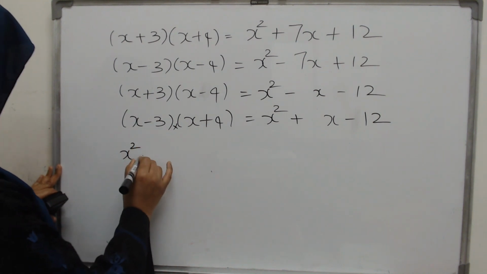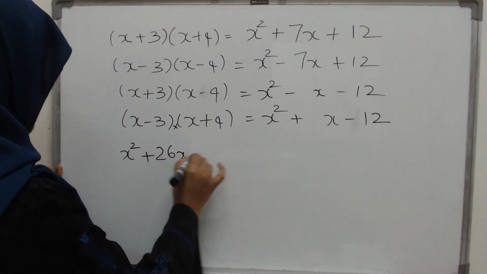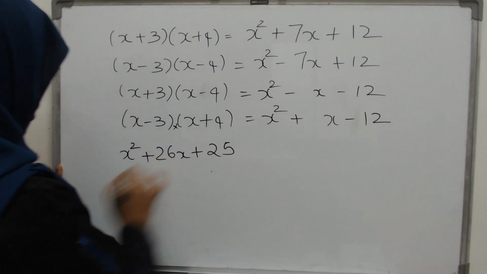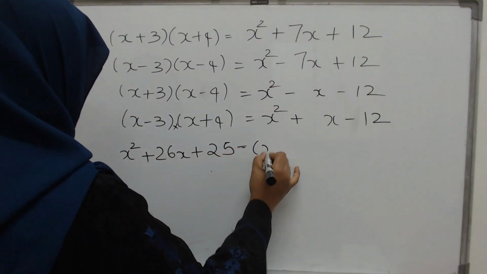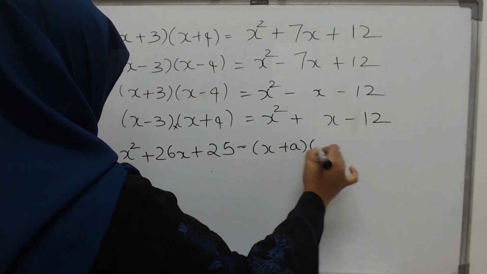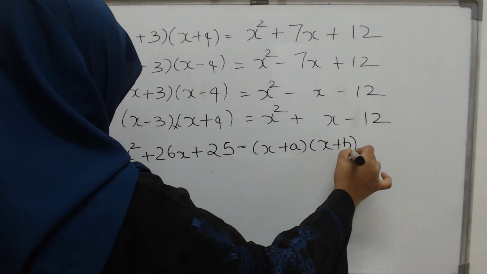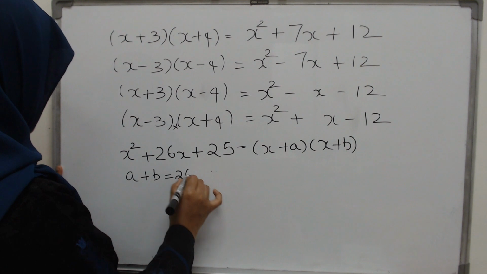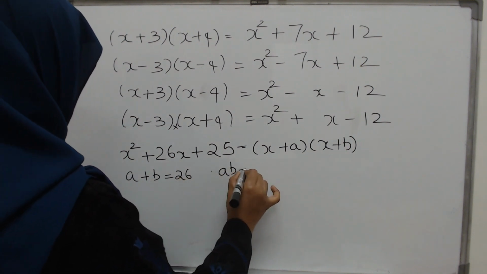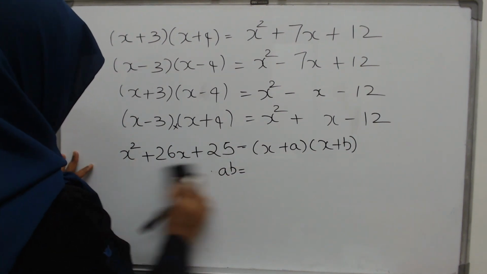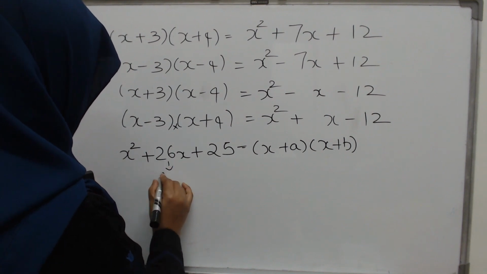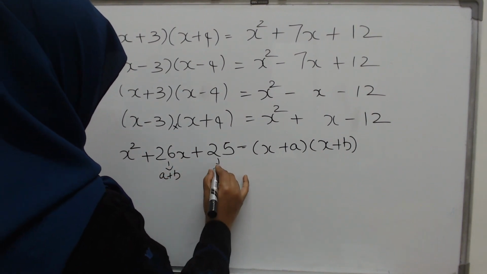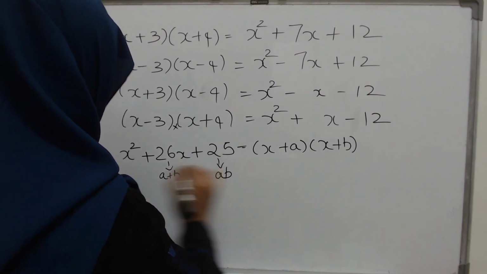Suppose x square plus 26x plus 25. So what do you have? This should be in the form x plus a into x plus b, where a plus b is going to be 26, and a into b is going to be 25. So this is going to be your a plus b. This is going to be your a into b.